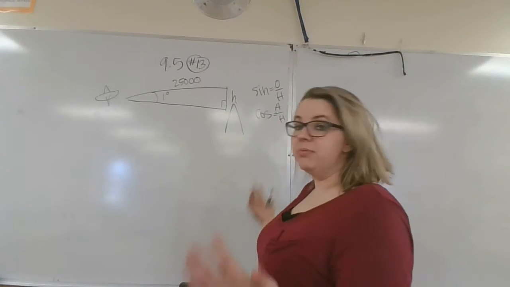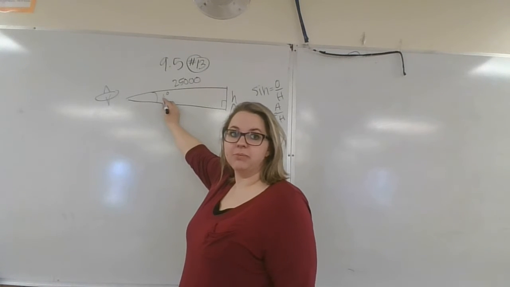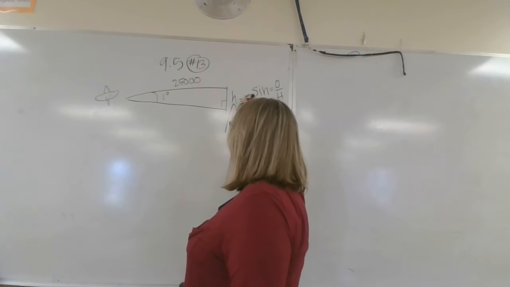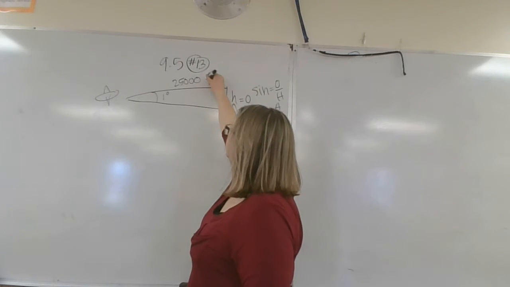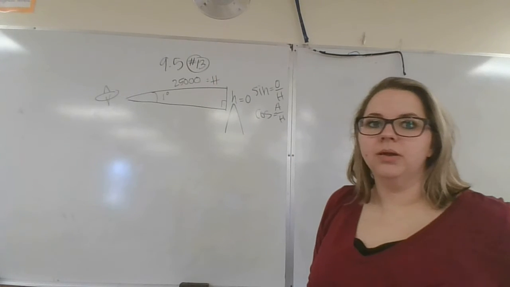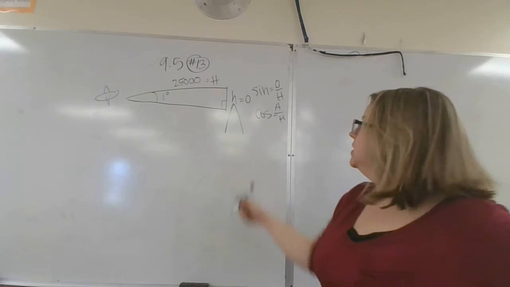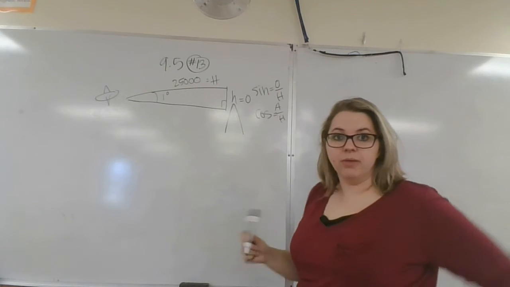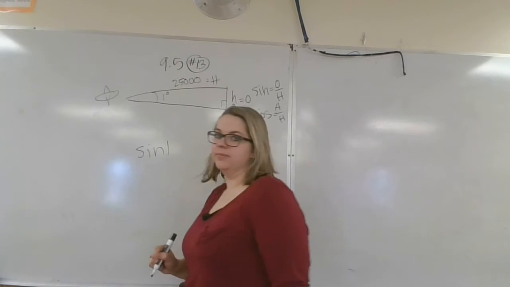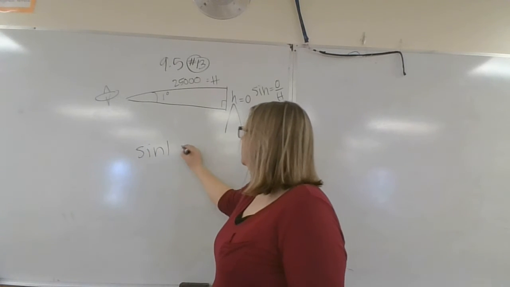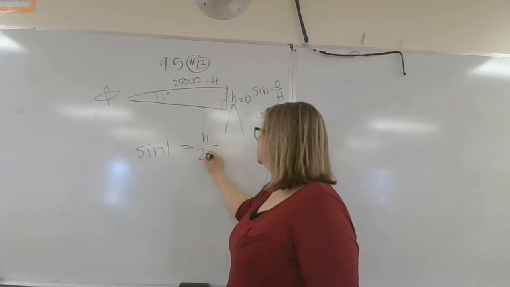Okay, so let's label all the sides of our triangle first. So here's the angle I'm looking at. Opposite of my angle is h. And then my hypotenuse is across from my 90 degrees, so this is my hypotenuse. Well, I need to use something that has O and H, my opposite and a hypotenuse. Sine has O and H, so I'm going to use sine. So I have sine of 1 degree equals my opposite, which is h, over my hypotenuse, which is 25,000.